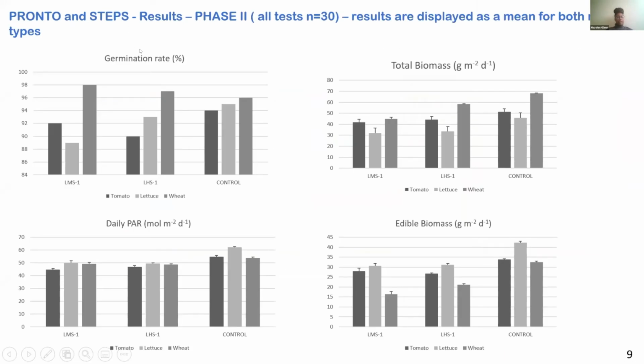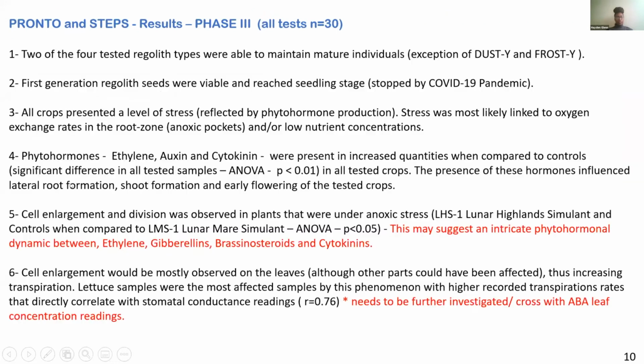We mapped out germination rate, total biomass, daily MAR, and edible biomass. Here we use the LMS. You can see LMS, LHS, and controls. Relatively all of them were around the same in comparison to the control.